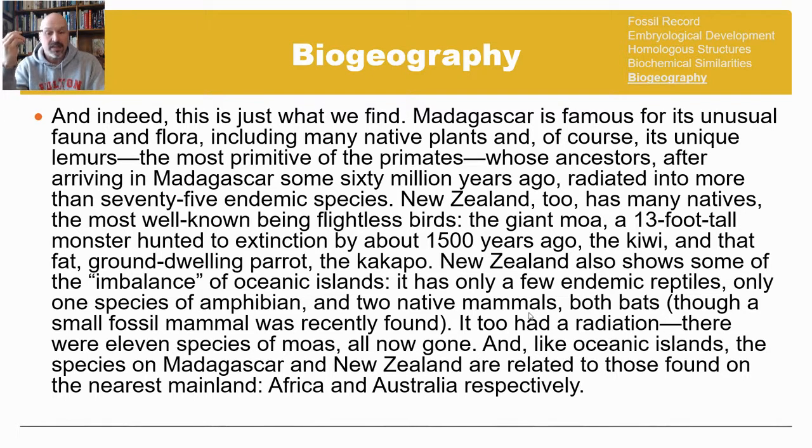And like oceanic islands, the species of Madagascar and New Zealand are related to those found on the nearest mainland, Africa and Australia, respectively. So you see, new islands, when they crop up, don't get the standard whatever you have everywhere. They have to go through their own little evolutionary path too. They have to get the plants like a succession, but they're restricted because land mammals can't get there. Amphibians, of course, would dehydrate in the first day, can't get there. Freshwater fish can't get there.